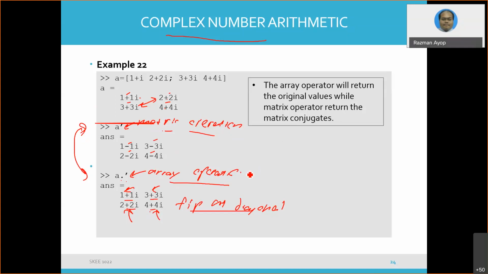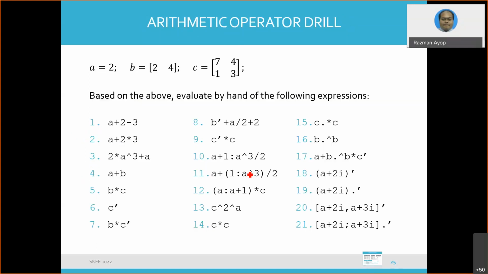Okay, you can try this. This is a drill, basically just a practice. So we will continue this practice after a 5-minute break.